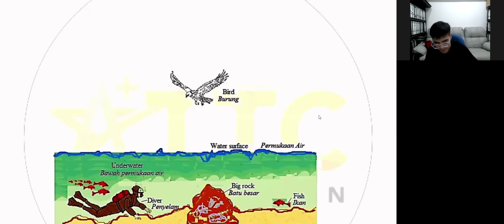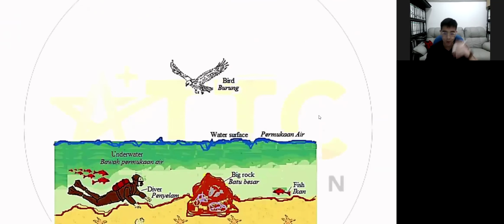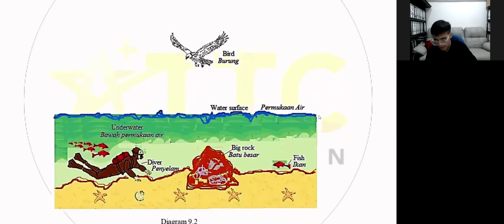There's a bird flying in the sky. So the diver is able to see the bird flying in the sky above the water, and at the same time, the diver is able to see the fish behind the big rock. But how? The big rock is really big, totally obstructing the view of the diver. So how is this diver able to see the fish behind the big rock?